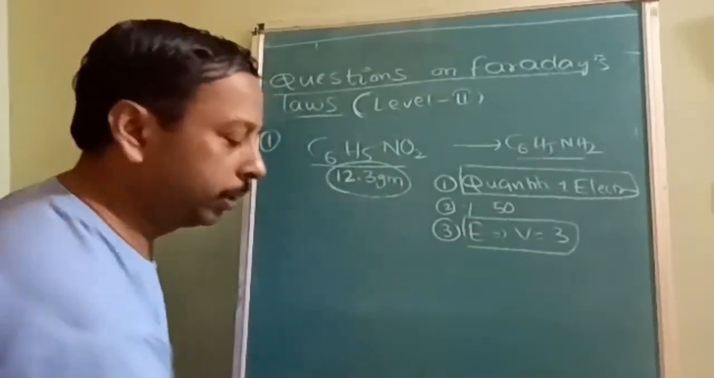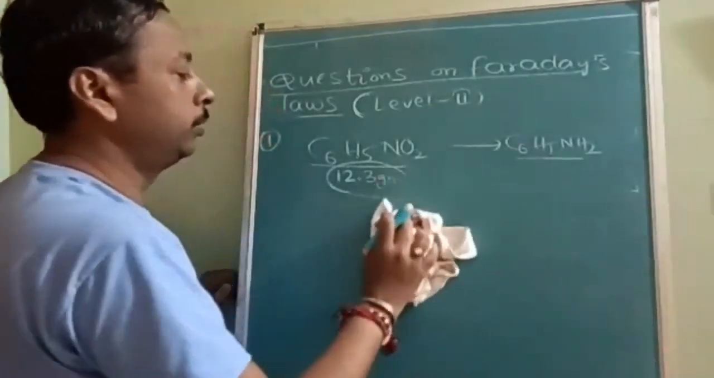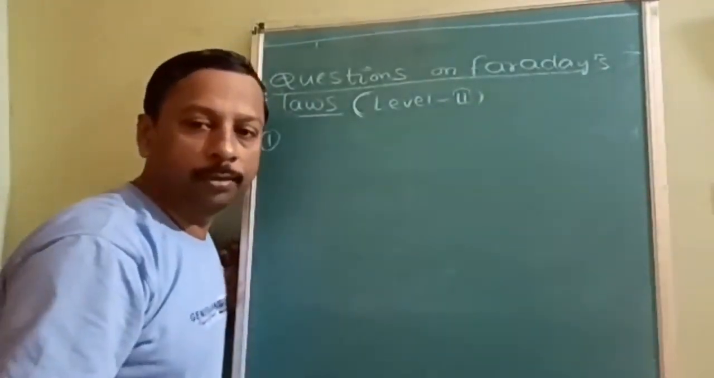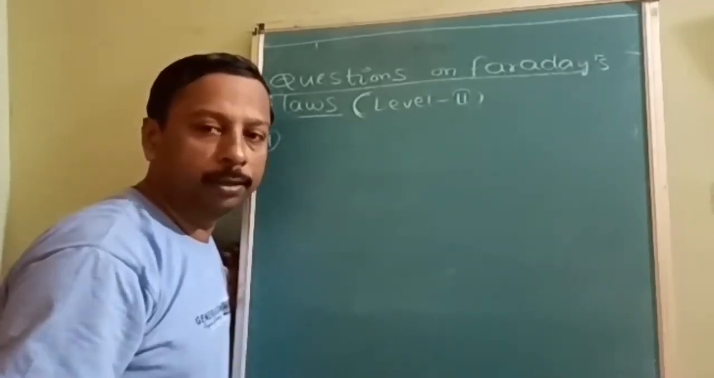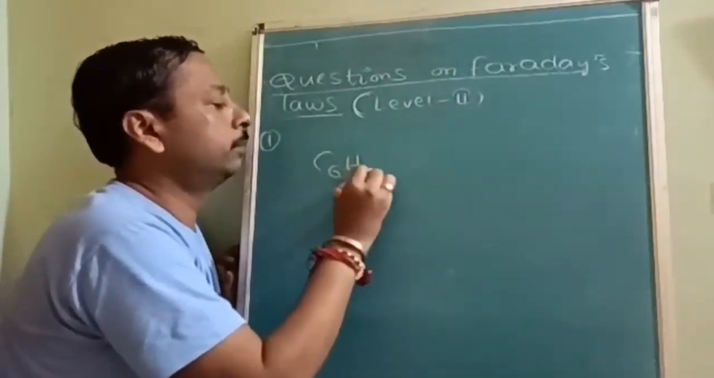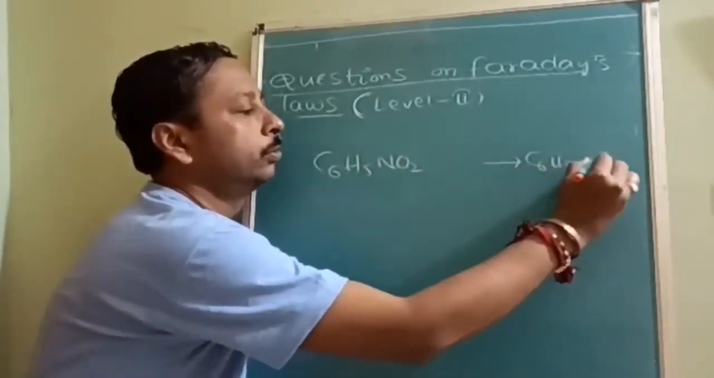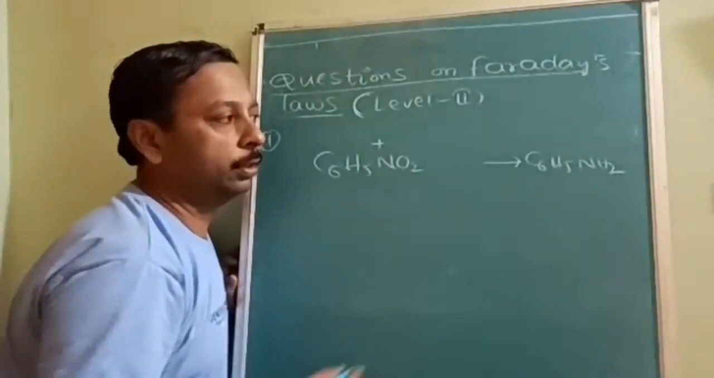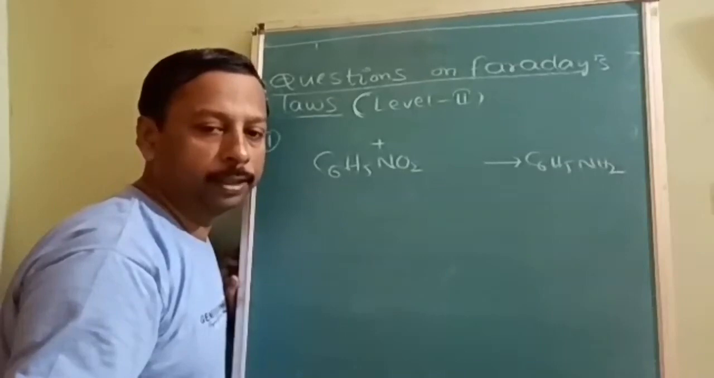So quantity of electricity in the sense you have to find out the charge. For that you require electrons. You require electrons on the right side or left side, which you will decide depending on the oxidation or reduction. Nitrobenzene, C6H5NO2, and aniline, C6H5NH2. Now if we find out the oxidation number of nitrogen here and here, what is the oxidation number of nitrogen in the nitrobenzene?